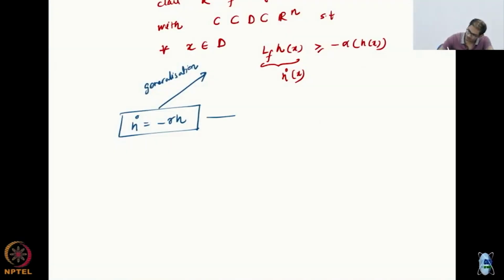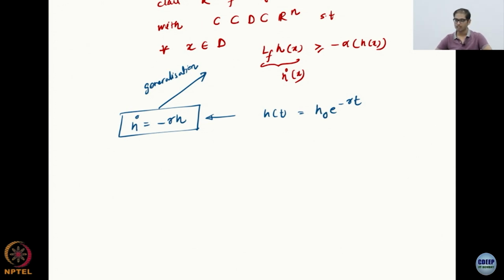Now if I solve this equation, what do I get? Let's look at this equation, because solving the general one is difficult. Let's try to solve the simpler one. What is the solution? h of t is e to the power of minus gamma t, let's say initial time is 0, times h naught.